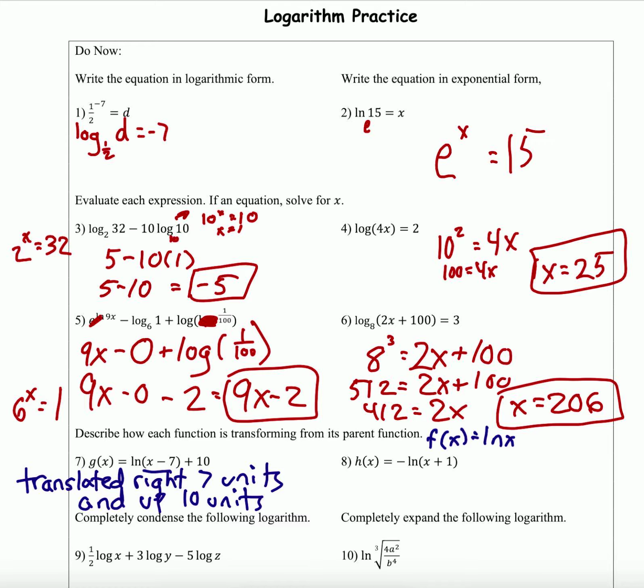We look at 8. Well, first off, that negative on the outside means we're getting reflected over the x-axis, and that plus 1 means we are translated. Plus 1 means we're going to the left 1 unit.